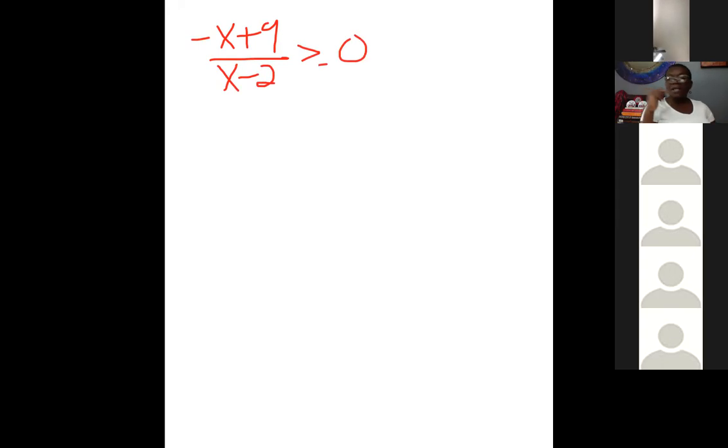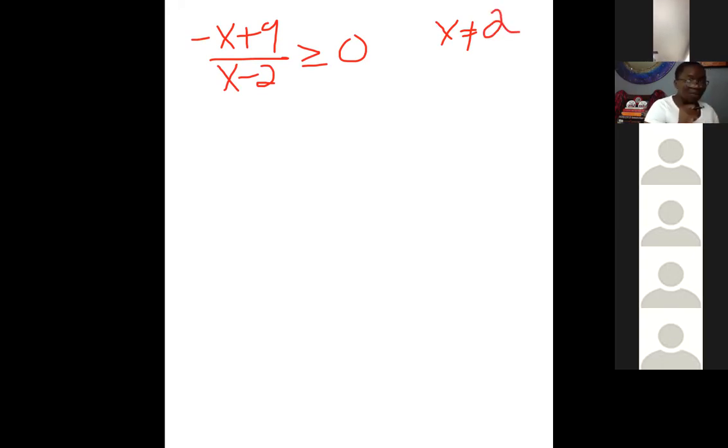Now, here's a question, one of 2 rational inequalities that will be on the test, guys. And this one right here is negative x plus 9 over x minus 2 is greater than or equal to 0. All right, so on this one right here, we got to find the restricted value. What's the value that makes the denominator 0, guys? What do you think? Anybody? 2. 2. Very good. Okay.